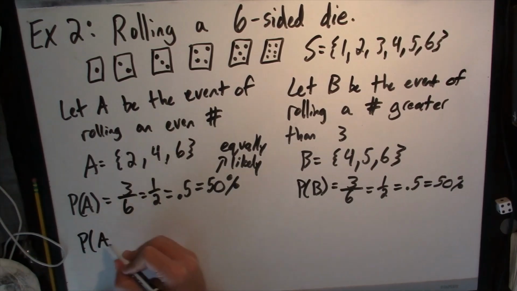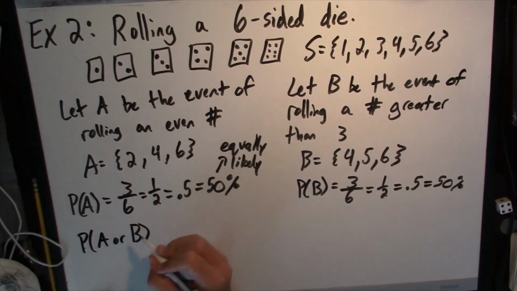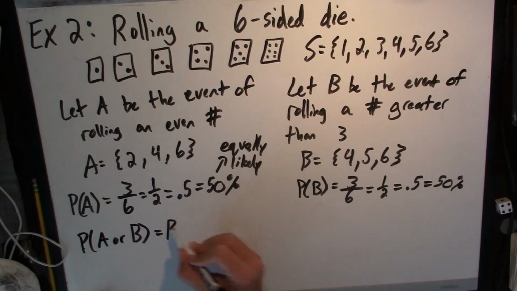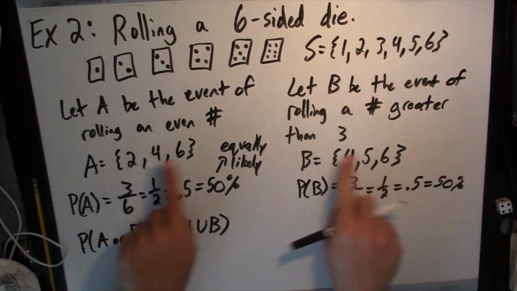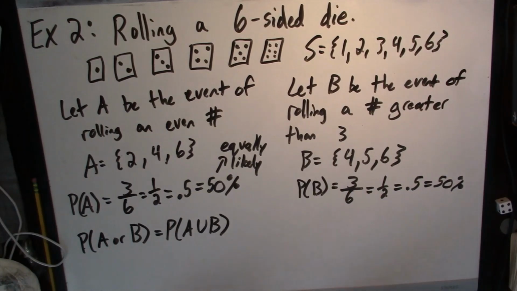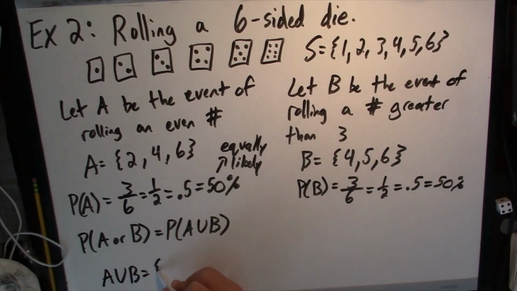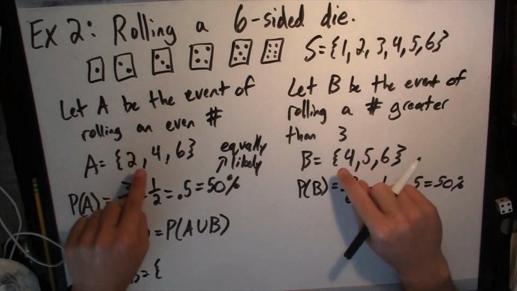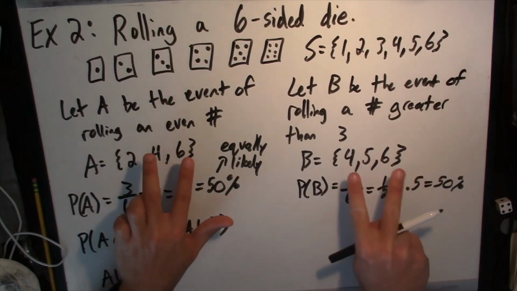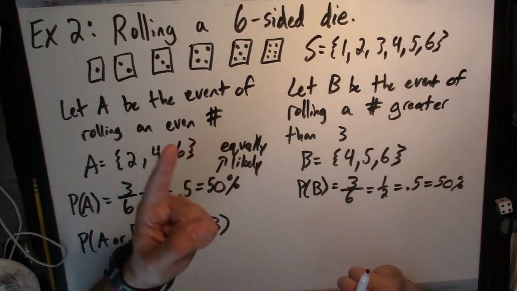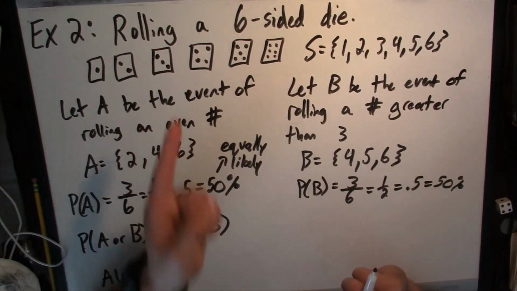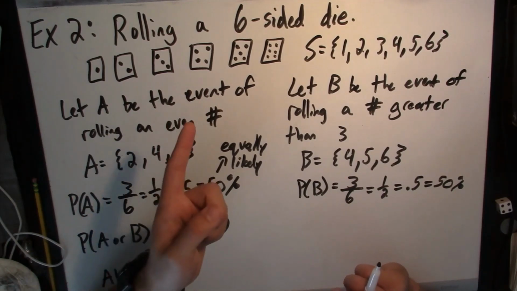So that would be A or B. Or means union. So the probability of A union B would be combining the two sets together. Now this is important. If they have elements in common, you only count them once. If you count them more than once, you're not getting the correct probability.